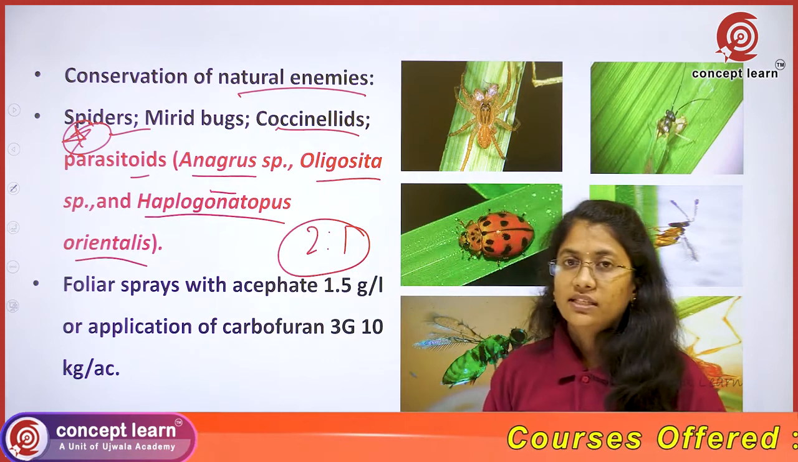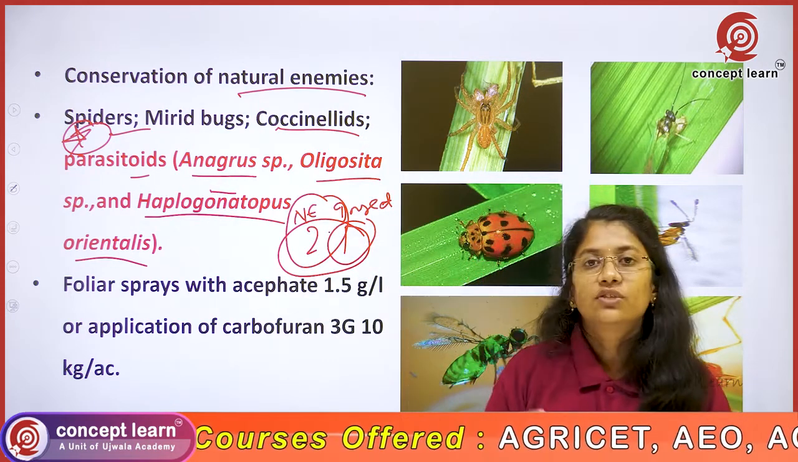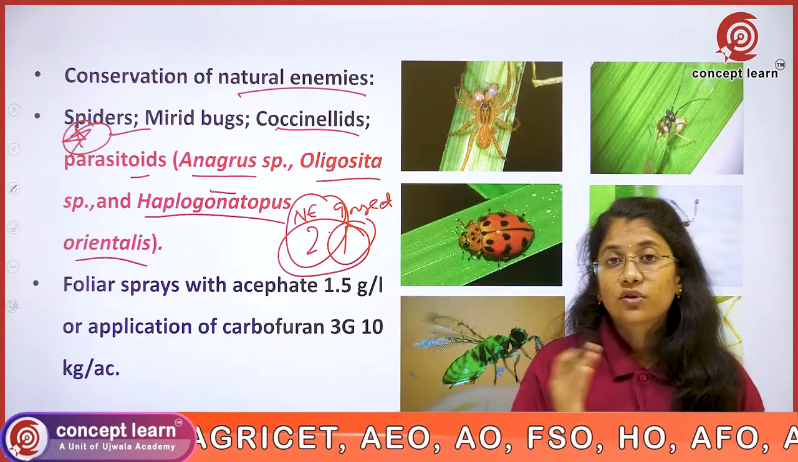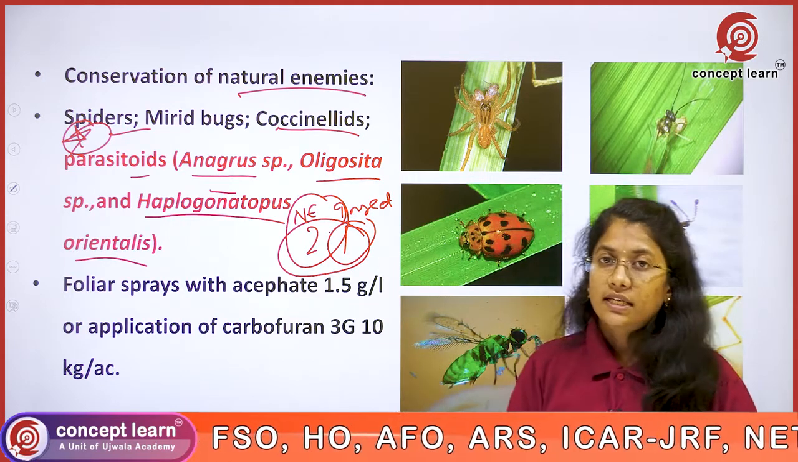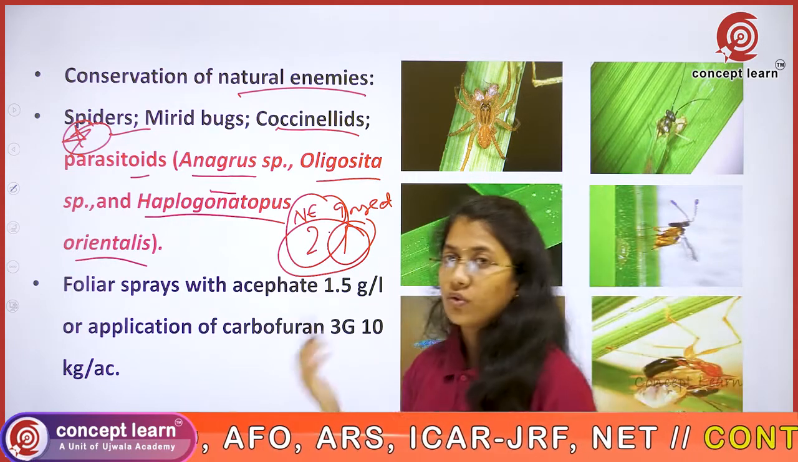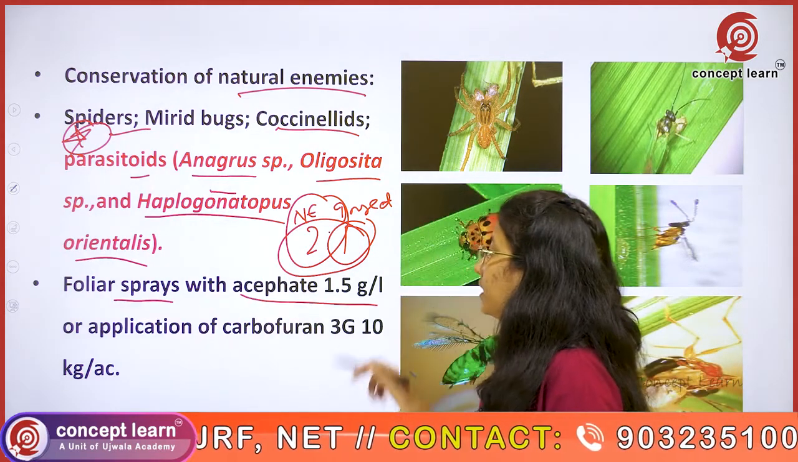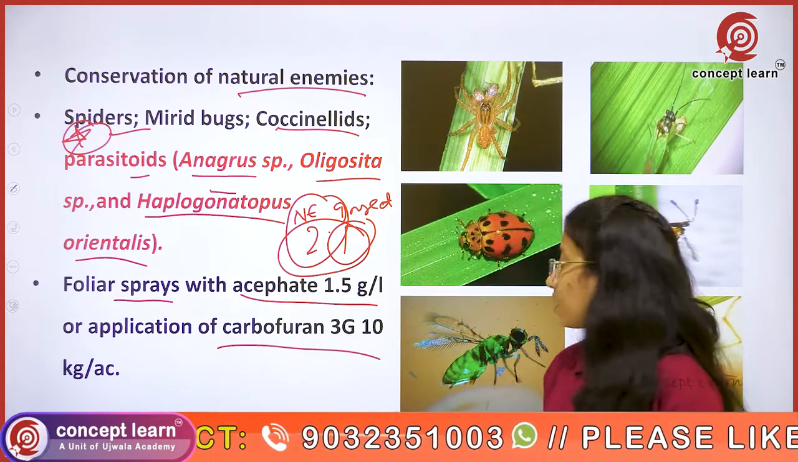Here the ratio of 2:1 is the natural enemy to pest ratio. If there are 2 natural enemies for every one insect, there is no need for management practices, especially with chemicals. When it is not in such a ratio, then we can go for insecticidal spraying, that is foliar sprays with acephate, or we can even apply granules of carbofuran.